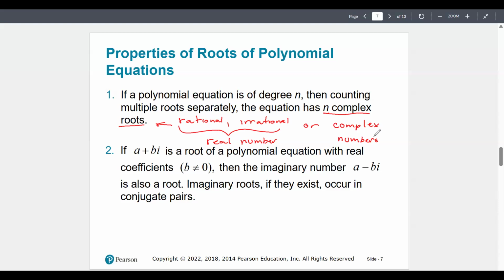So if a plus bi is a root of a polynomial equation with real coefficients, then the imaginary number a minus bi is also a root. So the other part of this says that if a plus bi is a root, then a minus bi is also a root, as long as b does exist, because if that b is 0, then we're dealing with real numbers. So basically we're saying that imaginary roots exist in conjugate pairs.